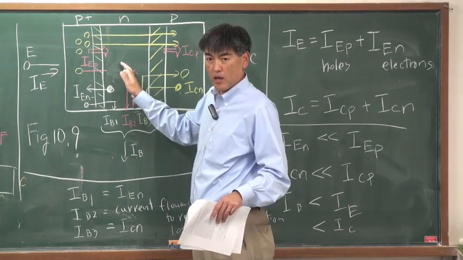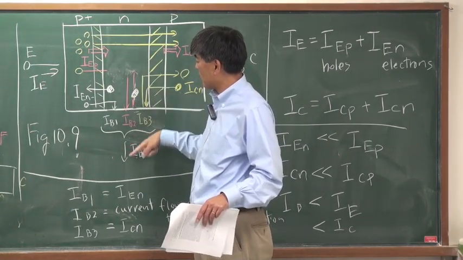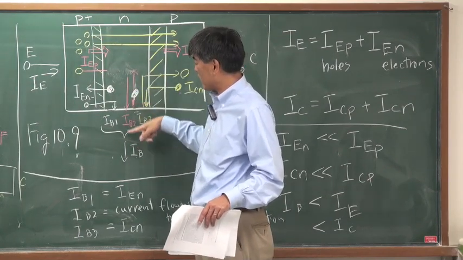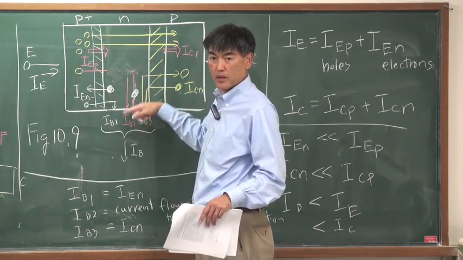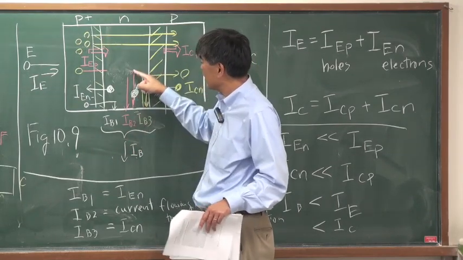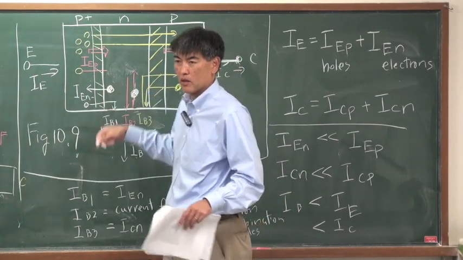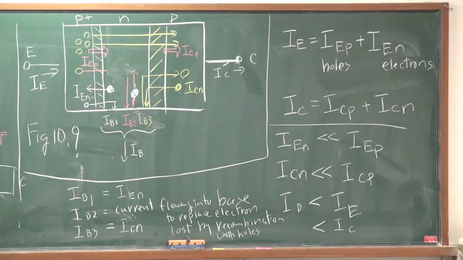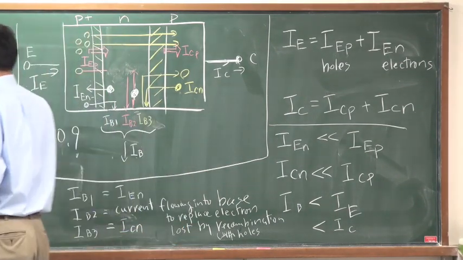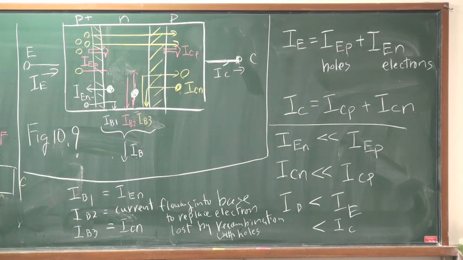But when electrons are lost, electrons must be supplied from this lead base. So electrons are supplied to supplement the holes, electrons lost by recombination with holes. So that's the whole action going on in this diode. Okay?